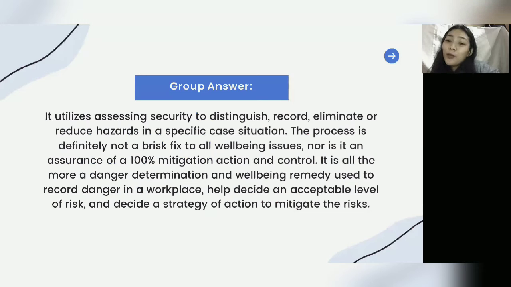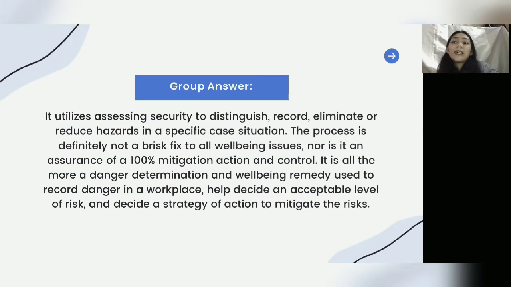Okay, so we have defined what risk assessment is, and now let us define what mitigation is. Mitigation is the action of reducing the severity, the seriousness, or painfulness of something, or basically reducing the harmfulness of something. So it is important to conduct risk assessment in order for us to know what specific hazards are present in the area. It also utilizes assessing security to distinguish, record, eliminate, or reduce hazards in a specific situation. So if we know what hazards or risk factors are present in an area through conducting risk assessment, then we will be able to know what mitigation action and control to do in order to avoid danger.